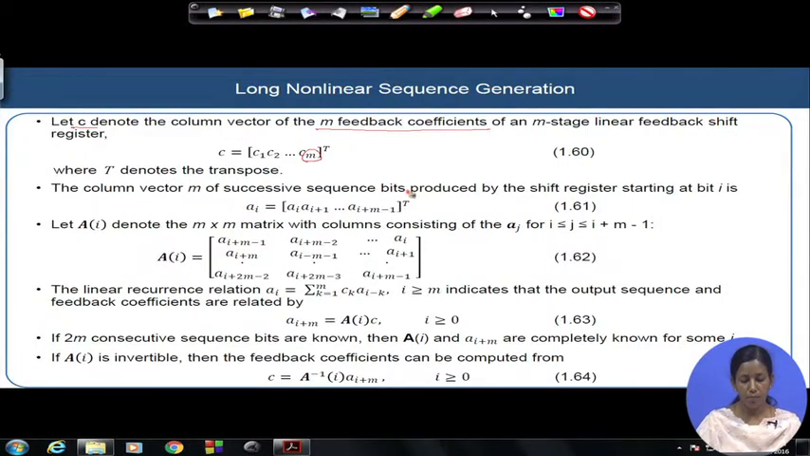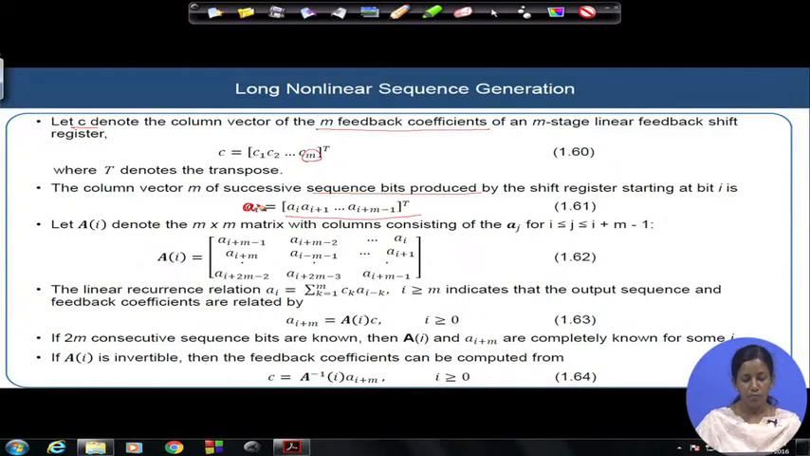Now, the bits that are sequence bits that are produced by the shift register, let us write the column vector of those m successive bits that are coming out. Here is given by the vector a I, where a I is coming up with a I plus 1, a I plus m minus 1, dot dot dot. Now, a I is a vector, so it will be bold.